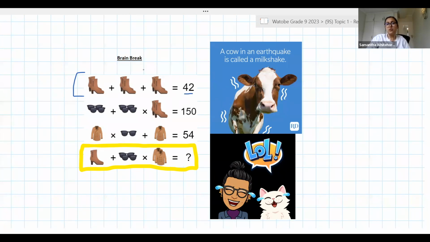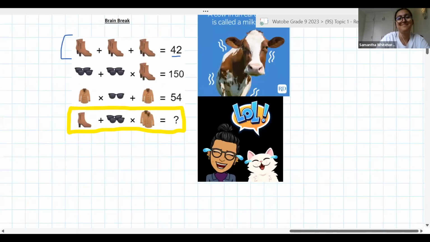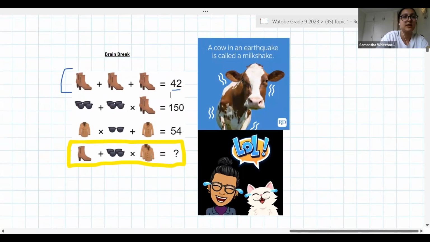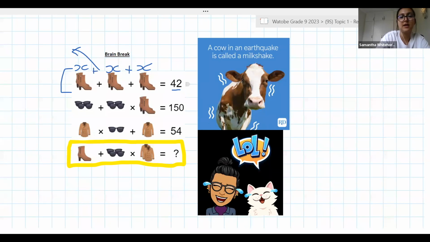You can think of this like an equation. If you've got 3 identical things being added, essentially you've got an x, and an x, and an x, all being added together. Because those are like terms, you essentially have 3x is equal to 42. So thinking of it like an equation, you can find what the boots are worth. Shaham, do you want to tell us what the boots are?